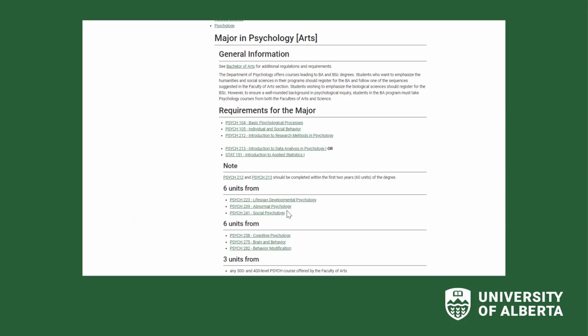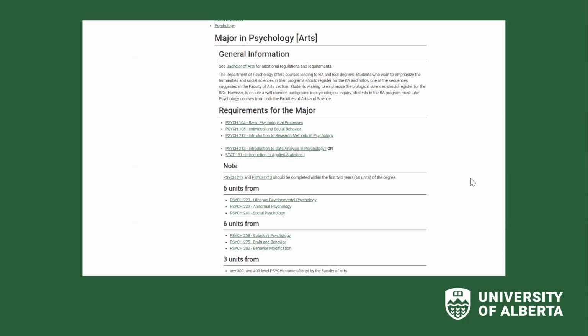So if you see here, 6 units from Psych 223, Psych 239, as well as Psych 241, you would have to choose 2 courses from that list, which would equate to 6 units or 6 credits. So you have some option in terms of the courses that you choose from in this situation.